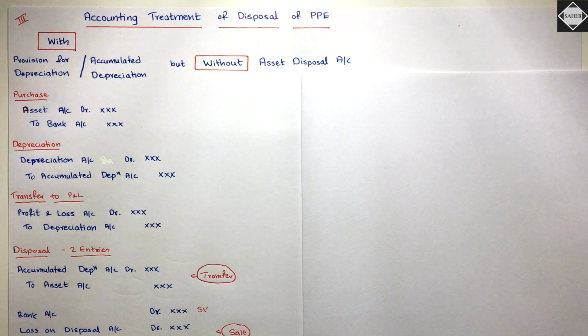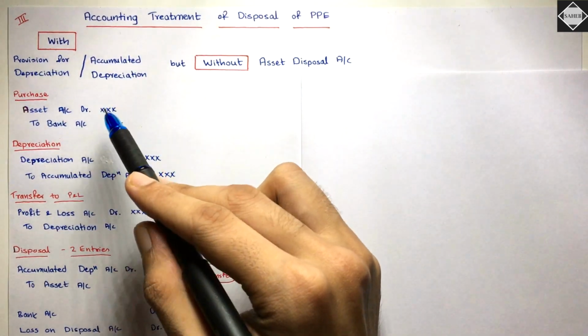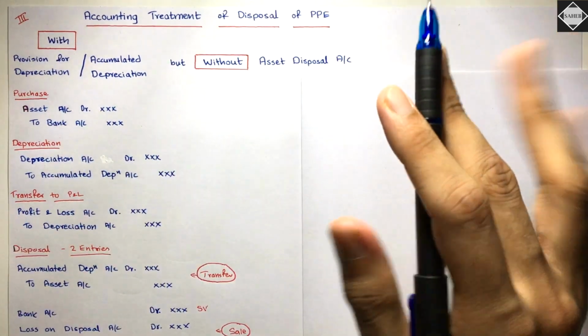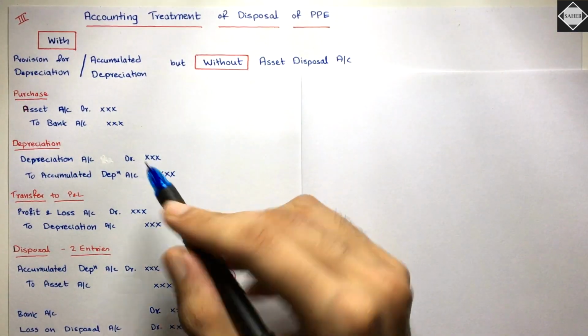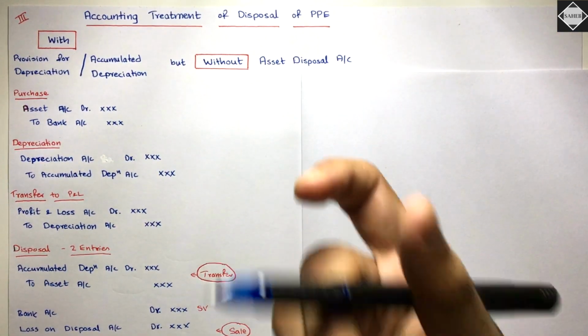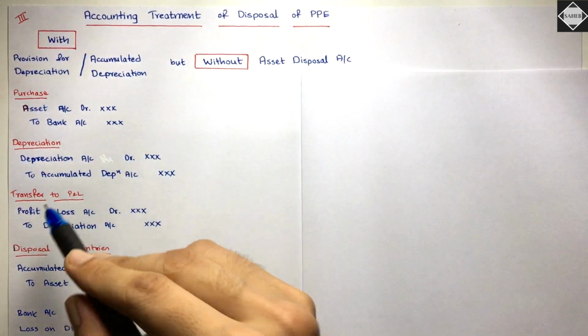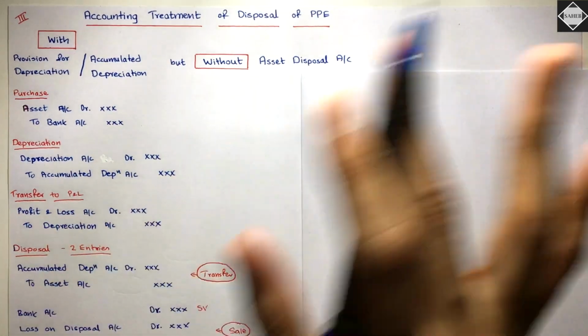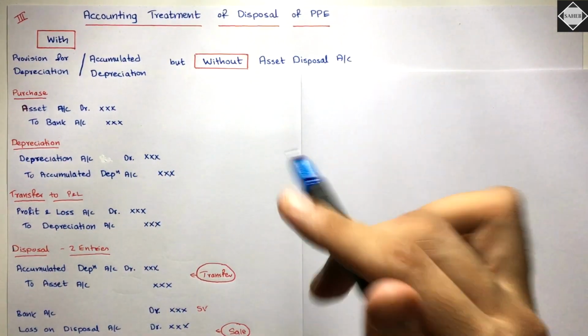Fine. Okay, first see the purchase journal entry over here, which is exactly the same: asset account debit to bank account, no change at all. And then we have the depreciation entry, which is also exactly the same. When you are maintaining the provision, what happens? You have to credit the provision account or accumulated depreciation account. You do not credit the asset account. So what will be the journal entry?